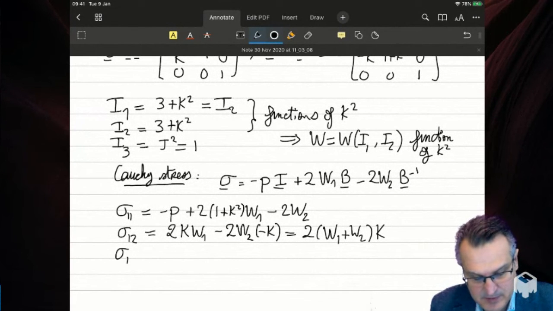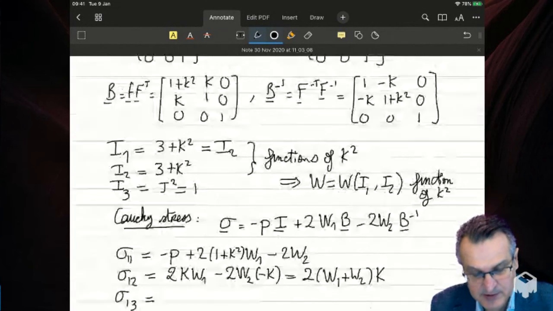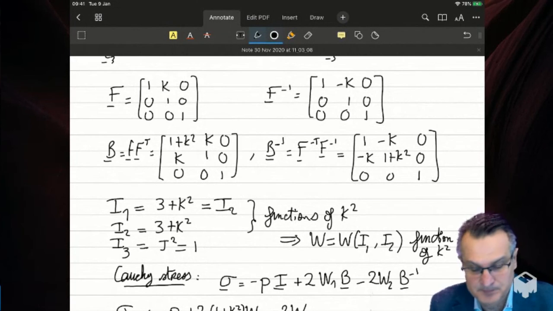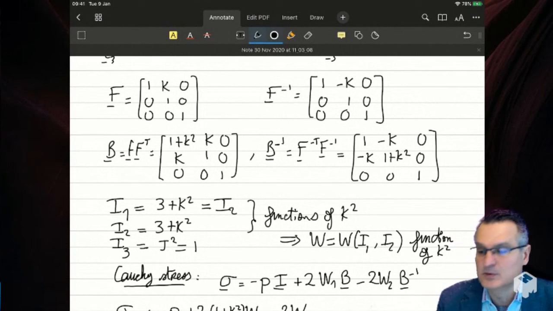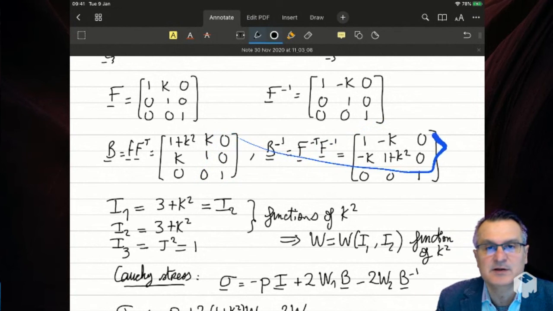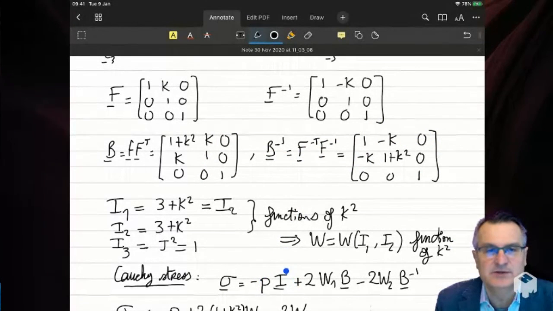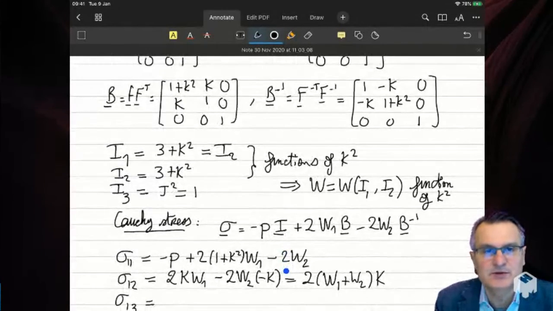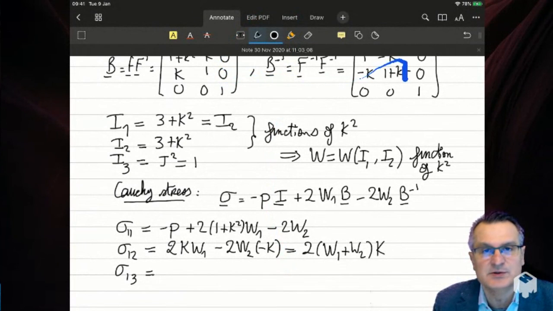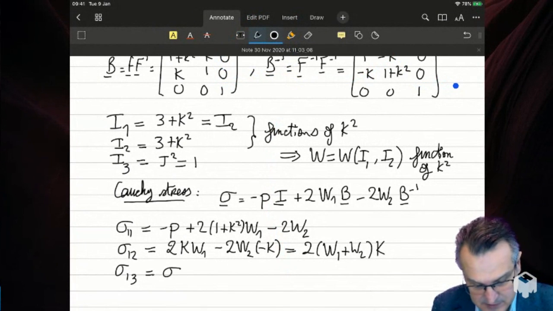Then I have sigma 1,3. Sigma 1,3, I can just look and see it's going to be 0. Right? I'm going to have 0 from here, and then 0 from here, and then the 0 from the identity, which is a diagonal matrix, so has nothing on the off-diagonal terms. And similarly, in fact, for sigma 2,3, it's going to be 0, 0, and 0. Okay, so I just write this.